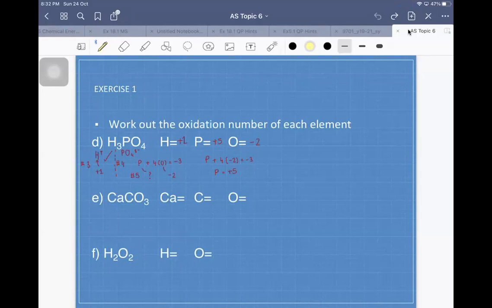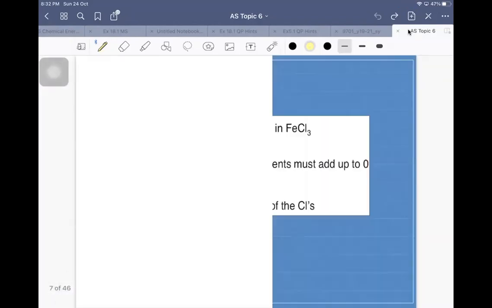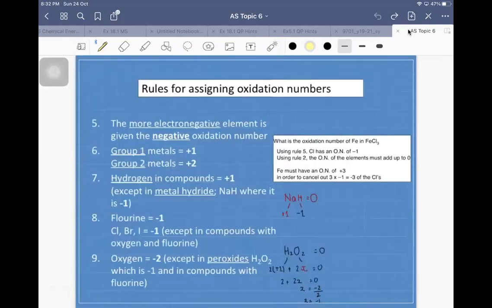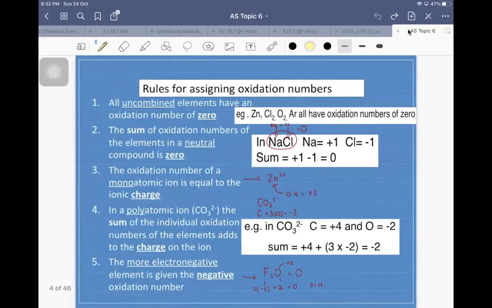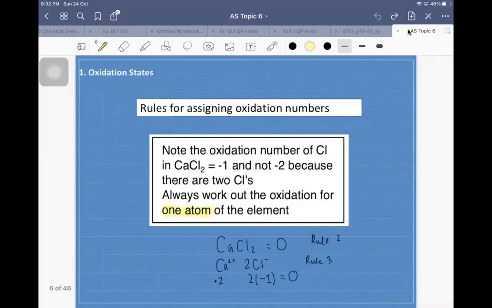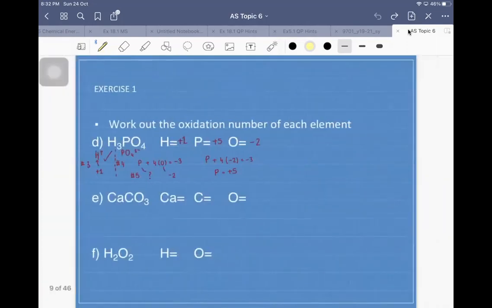Okay, so last lesson we've looked at the rules in order to work out your oxidation number or oxidation state. So remember when I introduced these rules to you, it doesn't mean that you have to apply all the 9 rules at the same time when determining your oxidation number. Okay, so it is a case by case scenario, all right? So it depends on what type of molecules or compounds you are looking at.